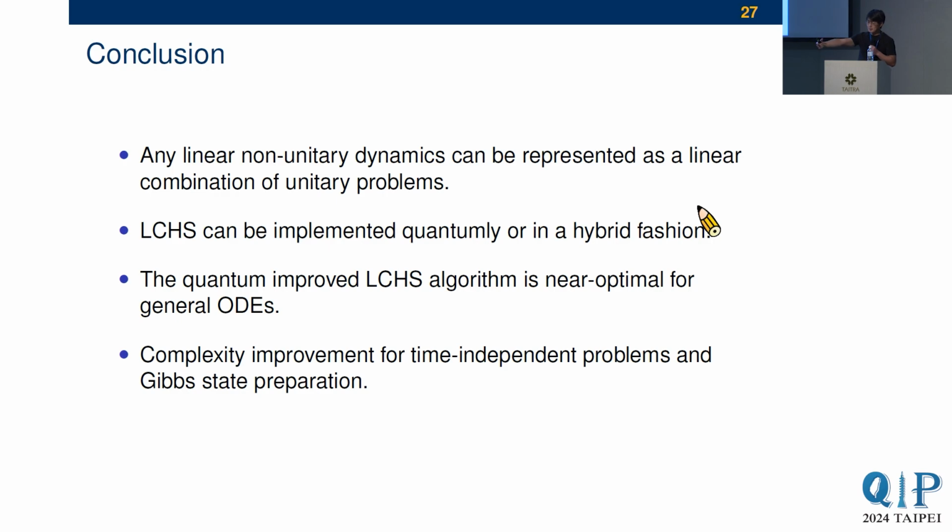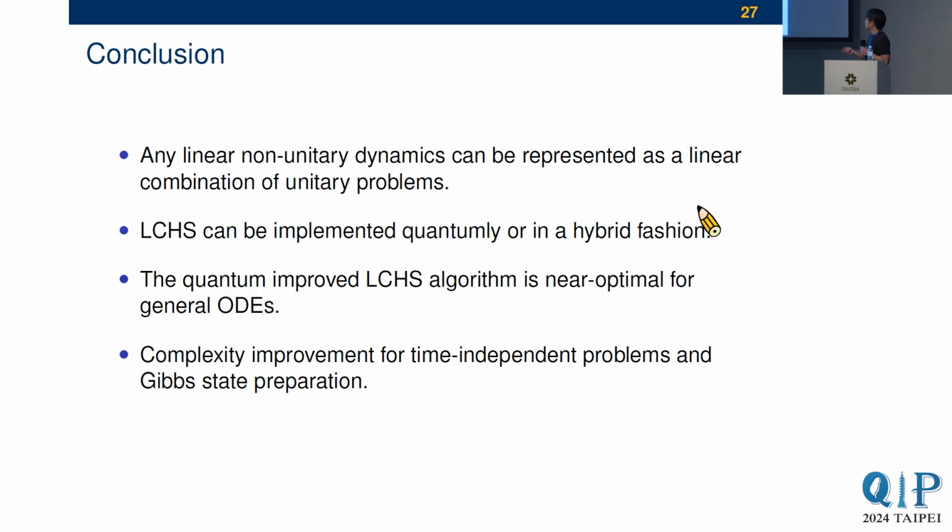Let me summarize. I hope I've convinced you that for any linear ODE whose real part needs to be positive semi-definite, which can always be satisfied for finite dimensional matrices up to a shift, you can represent it as a linear combination of unitary problems. So it can be solved either quantumly or in a hybrid fashion with one ancilla qubit, and it is near optimal for pretty general linear ODEs.